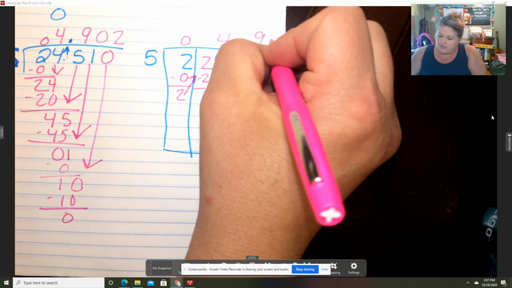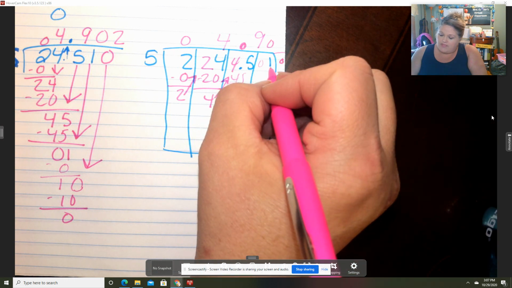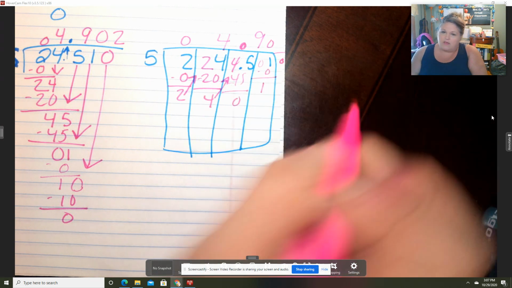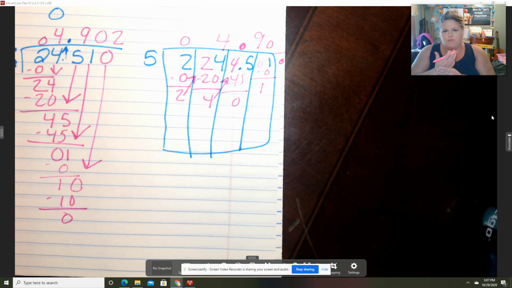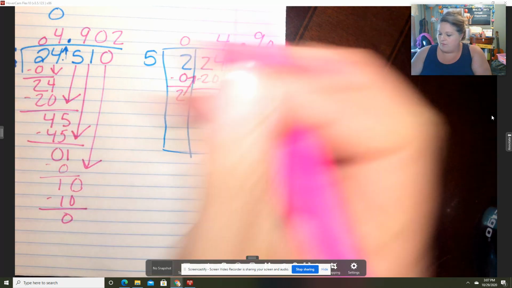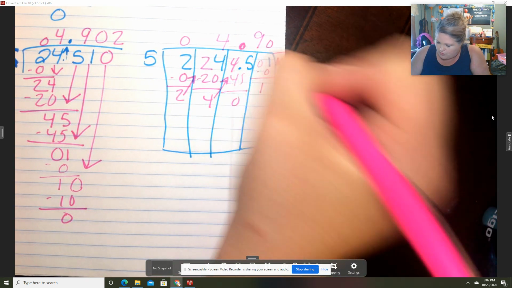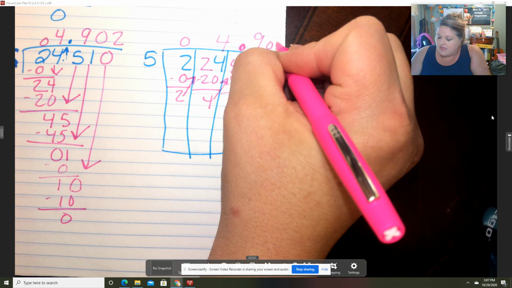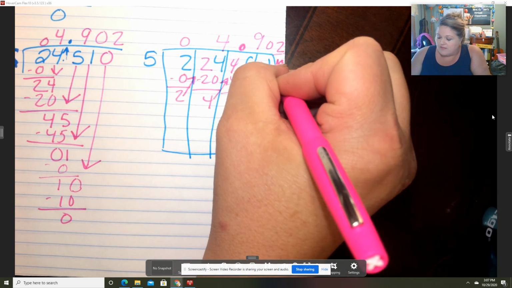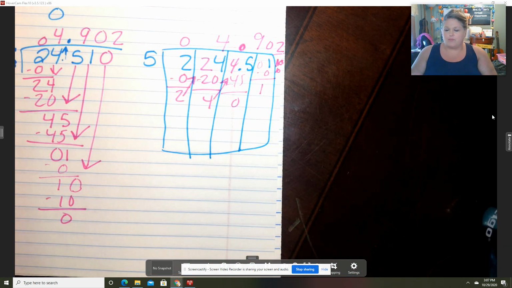5 goes into 1 0 times. And then that is subtracted. Now, remember, you don't want to leave a remainder for decimals, so you put your 1 there. 5 goes into 10 2 times. 2 times 5 is 10. Okay? And that would be 0.